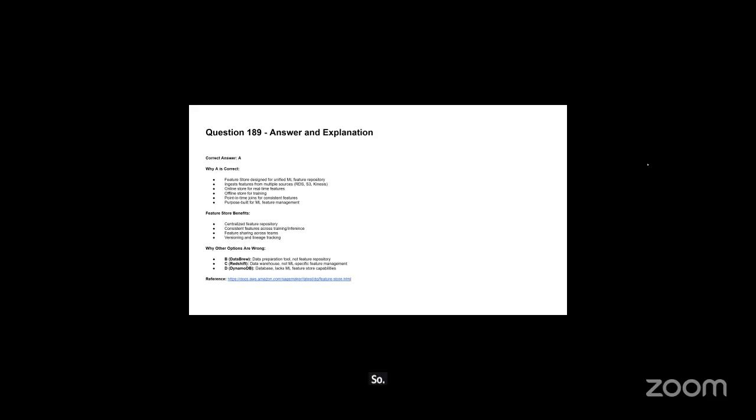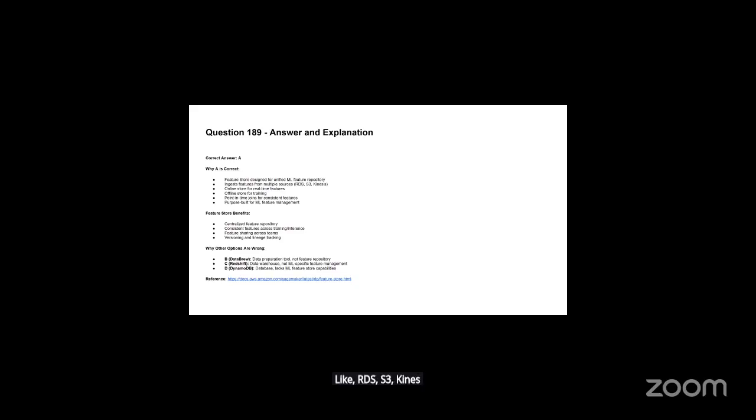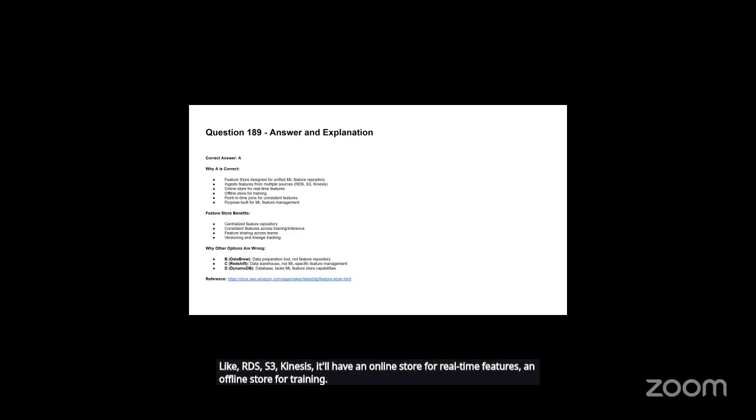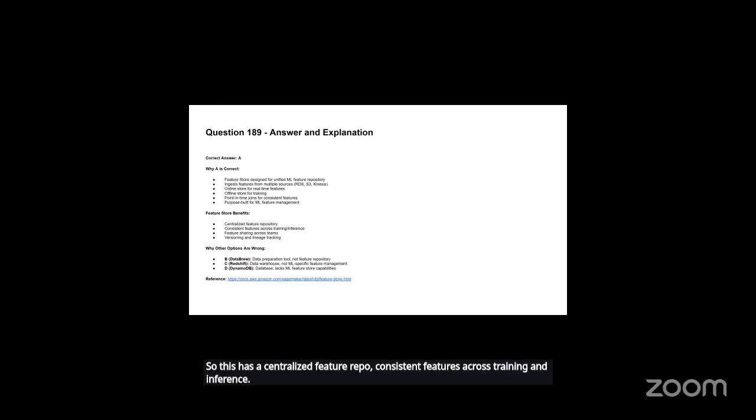So Feature Store is designed for a unified ML feature repository. This will ingest features from multiple sources like RDS, S3, Kinesis. It'll have an online store for real-time features, an offline store for training, a point-in-time join for consistent features, and is purpose-built for machine learning feature management. So this has a centralized feature repo, consistent features across training and inference, feature sharing across teams, versioning, and lineage tracking. So why are the other ones incorrect?